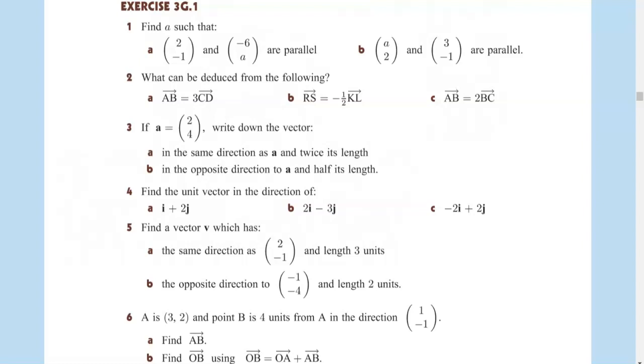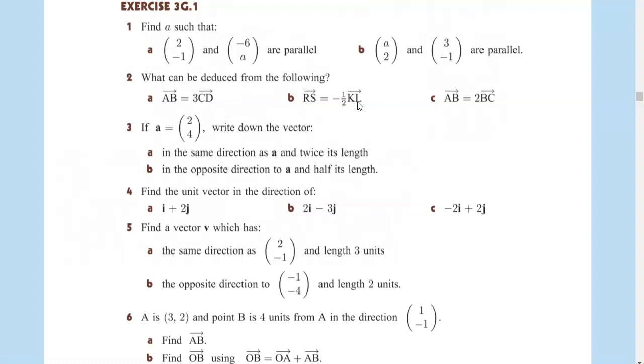Does that make sense? And then RS, my father's initials, by the way, Richard Stanley, is -1/2 KL. So again, we would say that RS is half the length of KL. It is also parallel, but this time it's in the opposite direction. So no calculations to do, which is probably what you're thinking, oh, what am I meant to do?